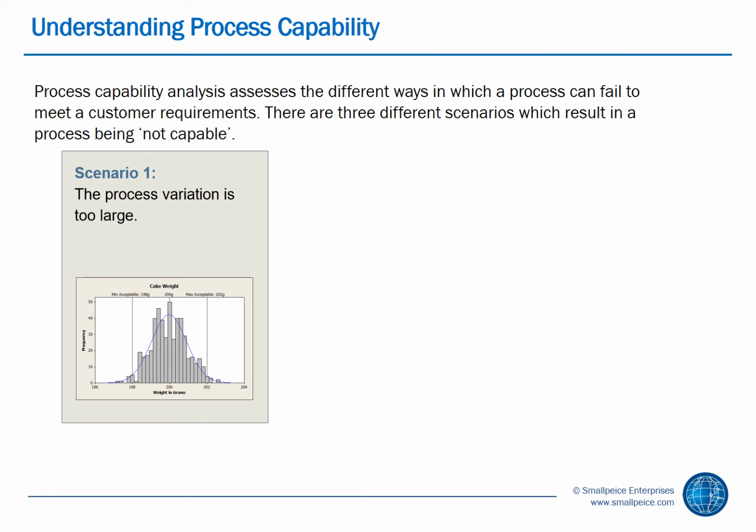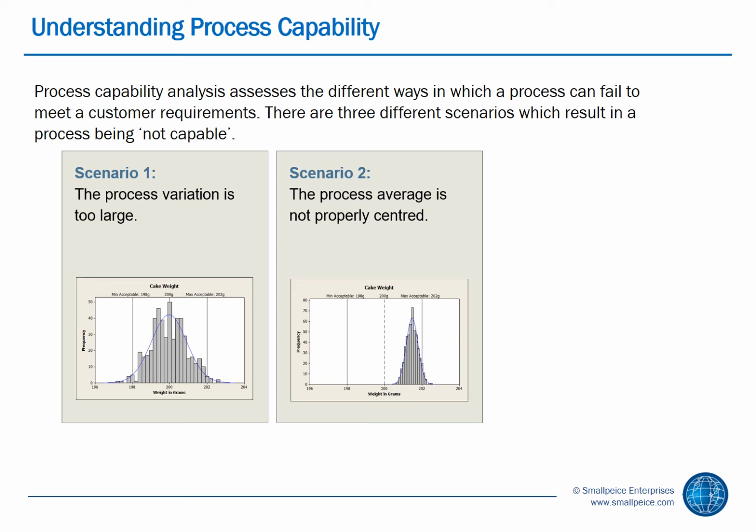Now look at scenario 2. In this case, the process average is not properly centred. Here, the amount of variation of the cake weight is smaller than the acceptable tolerance limit. However, the average weight of the process is above the target weight of 200 grams. This means that the process is more likely to produce a cake which is too heavy and is therefore not capable of delivering 100% of the cakes within the customer requirements, despite having a relatively small process spread.